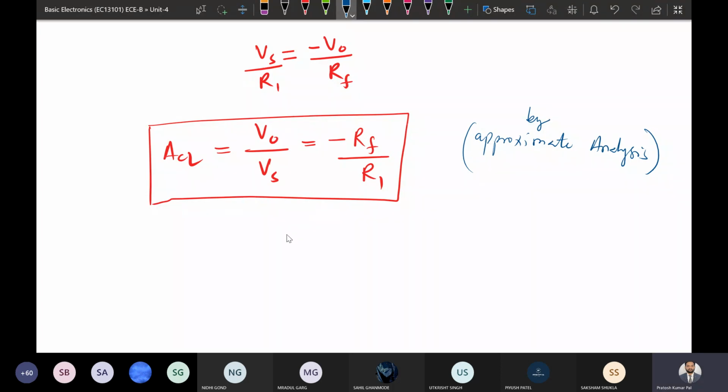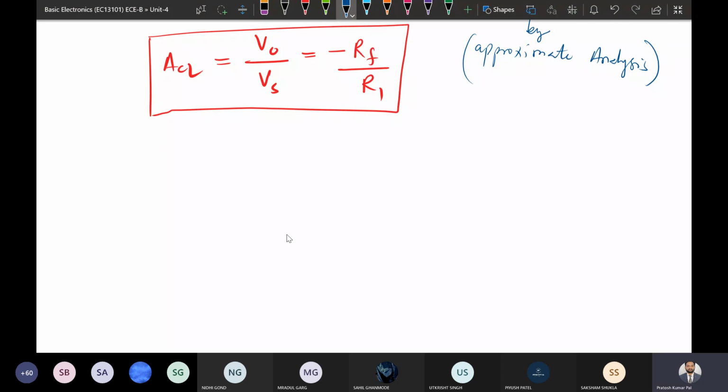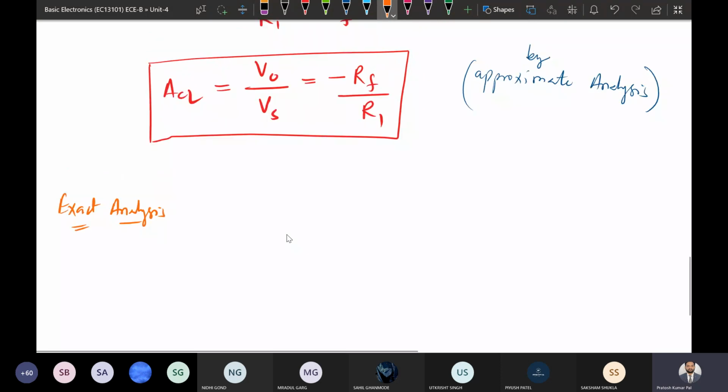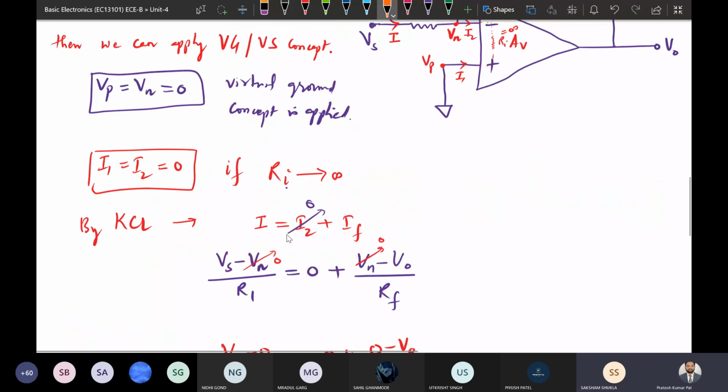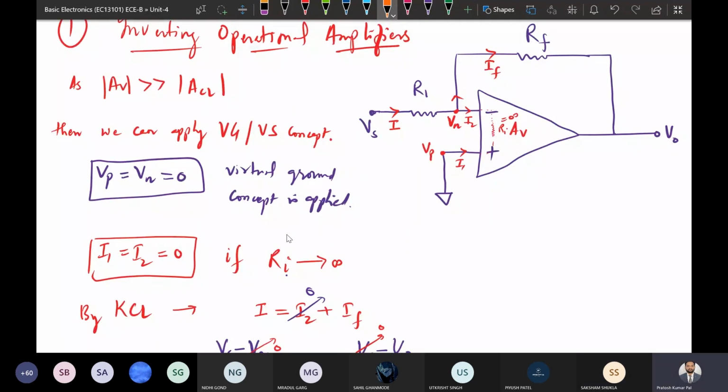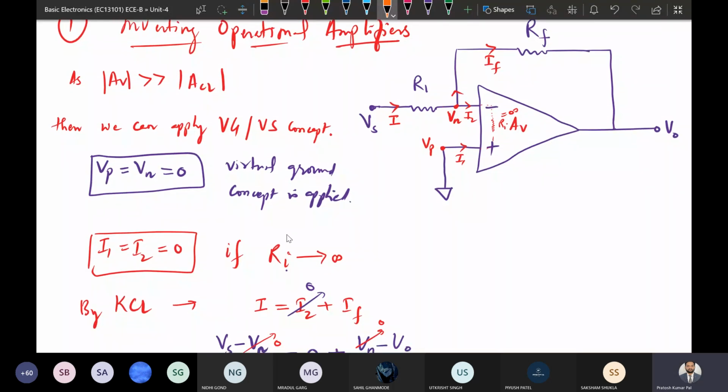Okay, suppose we want to have the exact analysis. The same circuit we can analyze exactly also. By analyzing exactly, we are not going to consider the virtual ground concept. In that case we will say Vp and Vn are different, they are not equal. If this is the case, then we can do the analysis by considering the exact case.